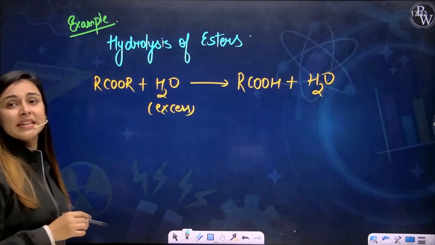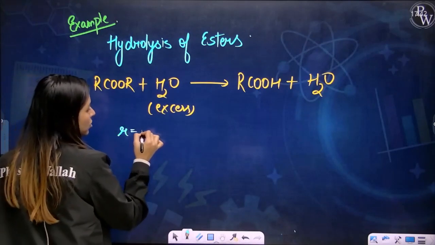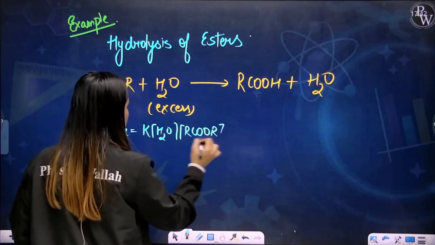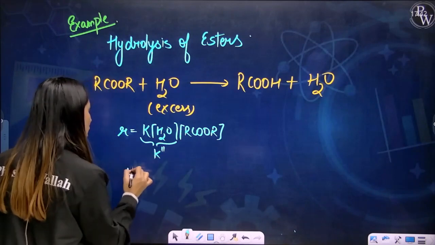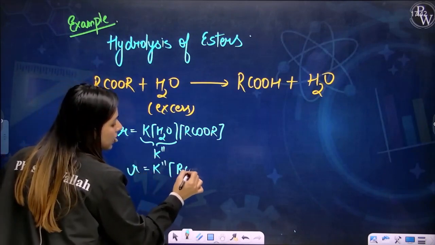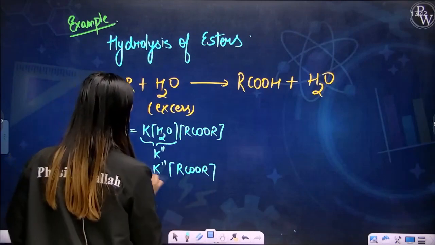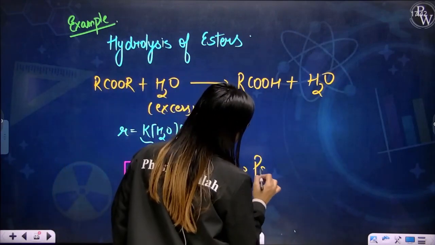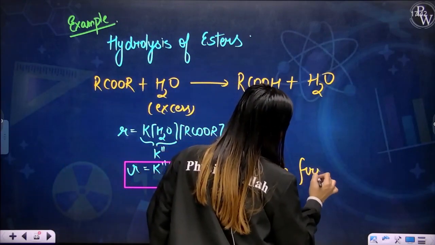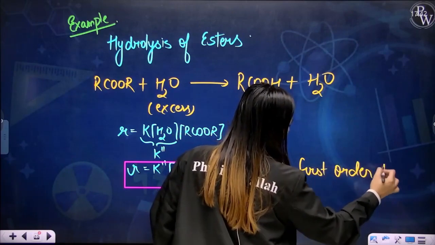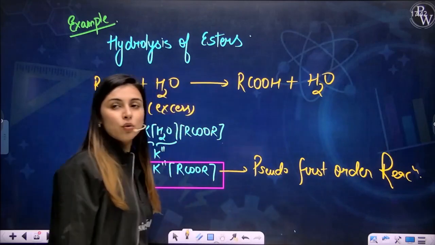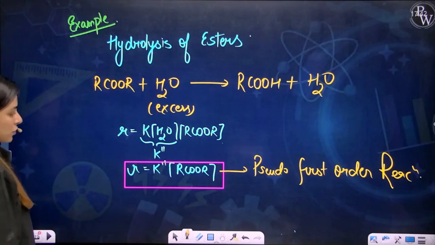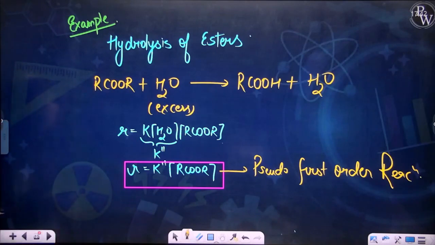So here, my dear students, since the reactant is in excess, the rate should have been something like this. But actually, since this is in excess, this will be a constant. So the rate is equal to K double dash into RCOOR. And that is the reason this is considered to be a pseudo first order reaction. Okay, perfect. I hope you're clear with this. This is an example of a pseudo first order reaction. You can write it and then we'll move forward.